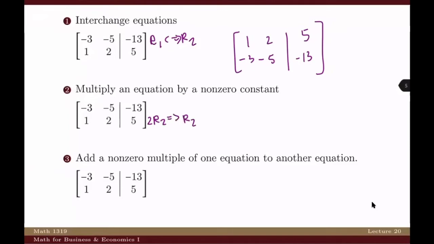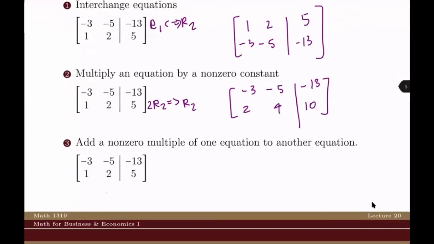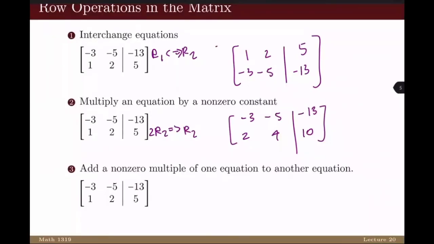So that means we'll have negative 3, negative 5, negative 13 because we're not changing row 1. And what we're doing is multiplying row 2 by 2. So it gets us to 2, 4, 10. All right, next what we want to do is add a non-zero multiple of one equation to another equation. So for that, what we're going to do is add 3 times row 2 plus row 1. That's going to give us our new row 1.